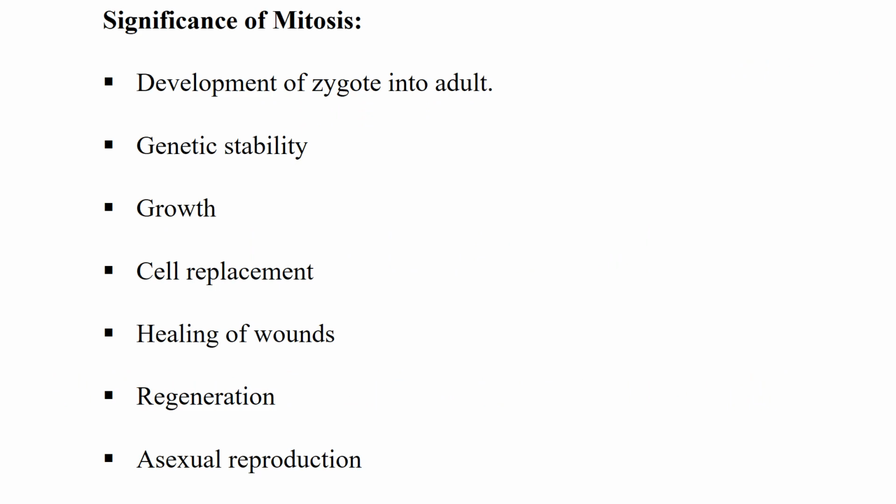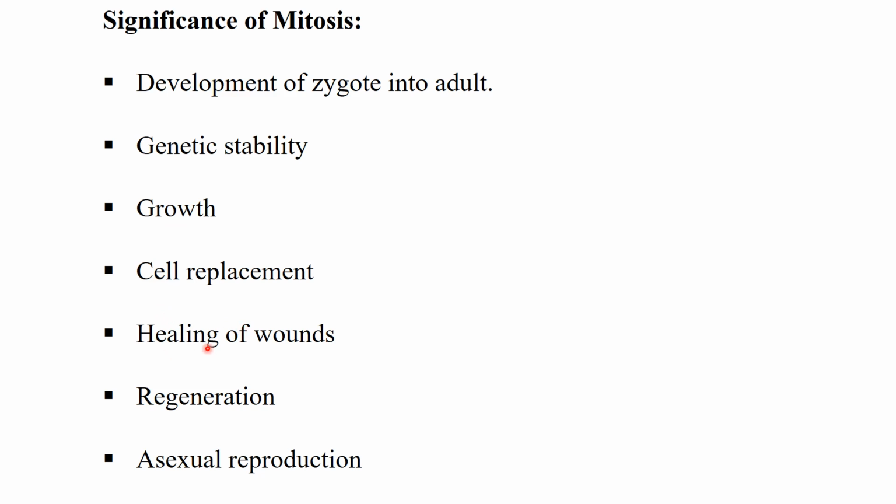Significance of mitosis. Here we look at the summary of the significance of mitosis. Development of the zygote into the adult: the zygote develops into the fetus, then the fetus undergoes different types of mitotic changes and develops into the adult. Genetic stability: as the daughter cells receive an equal number of chromosomes, the genetic material will become stable, or the same as in the parent cell. Growth: different types of organisms, mainly multicellular organisms, increase their size by the process of mitosis. Cell replacement: old cells are replaced by new cells by the process of mitosis.